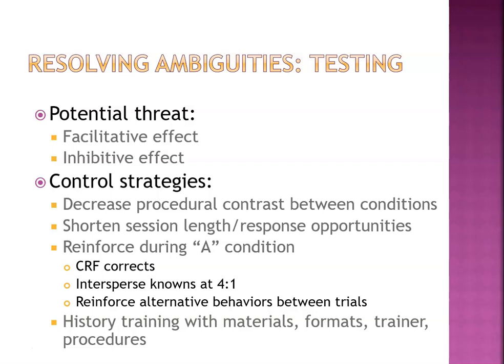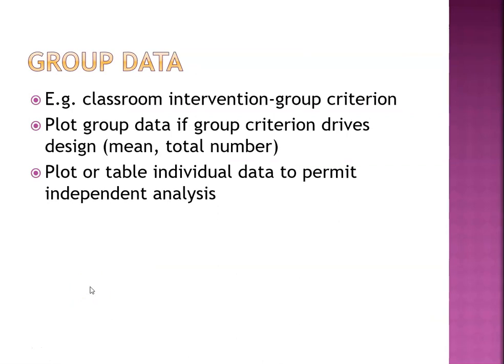And history training would mean they're exposed to the materials, formats, trainers, and procedures prior to beginning the study. The multiple baseline or multiple probe design is useful with group data. You could use an intervention for a classroom. You can plot that group data, and if the group meets a criterion by a mean or average, you can begin the next tier. You want to plot or table individual data to permit independent analysis for each student.